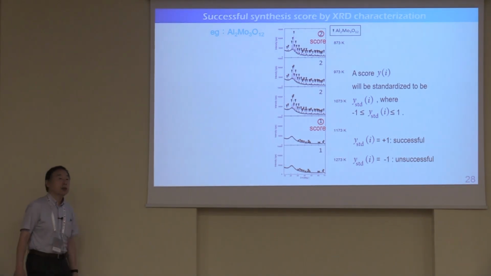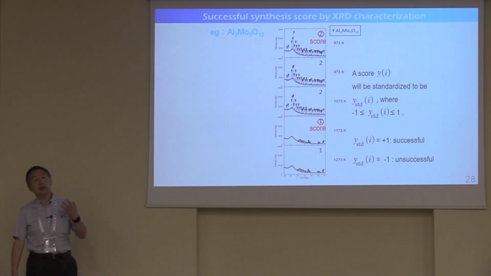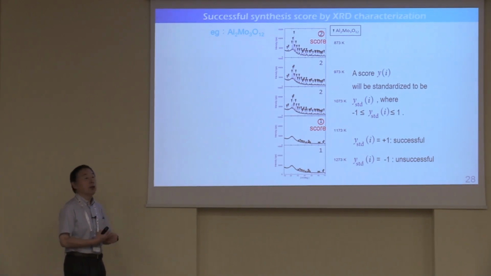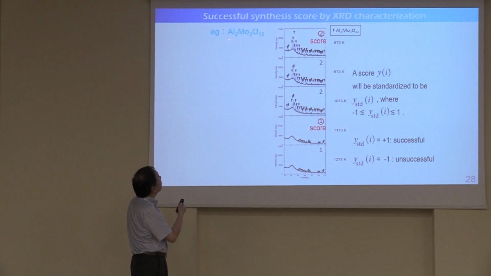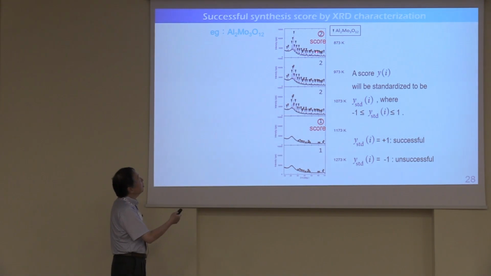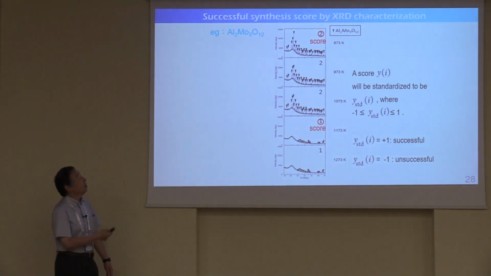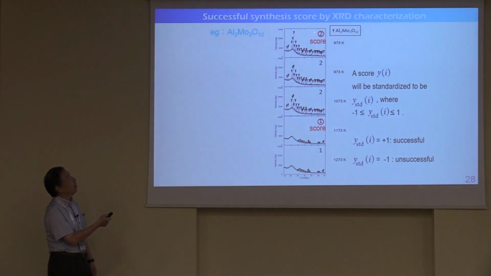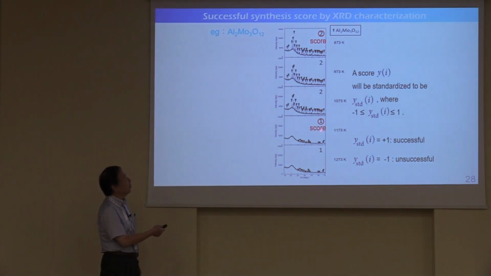As data for tensor decomposition, we used these X-ray results, since X-ray results are automatically obtained by experiment. For example, this is for the target material aluminum molybdenum oxide. If the target material was successfully synthesized, we gave score 2, or we can choose any score as we want. We can give 100 and 0 in the others. But anyway, in this case, 2 and 1. If it is unsuccessful, we get score 1.